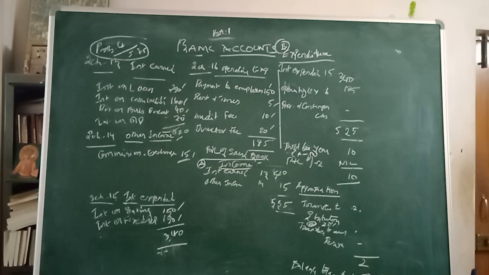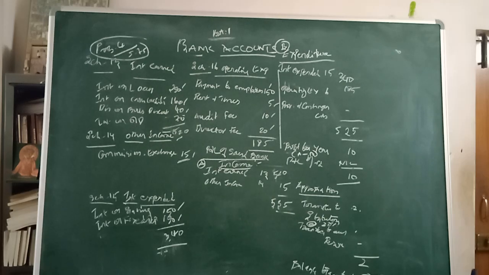Then another point: if you are simply given rebate on bill discounted, with no adjustment given, only the amount is given as one of the informations, then you have to consider that rebate on bill discounted. If no opening balance and no closing balance is specified, then it is presumed that the amount is a closing balance.